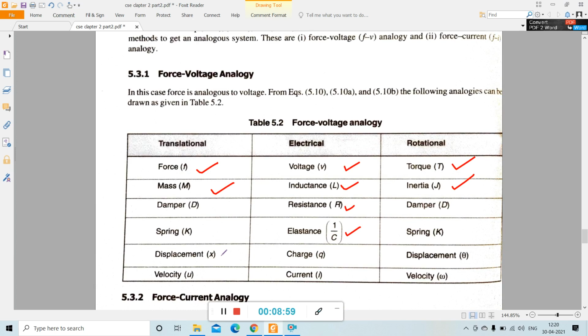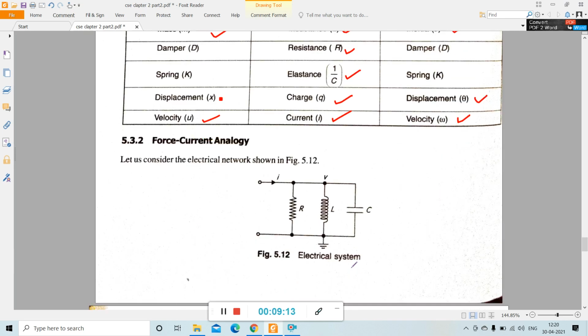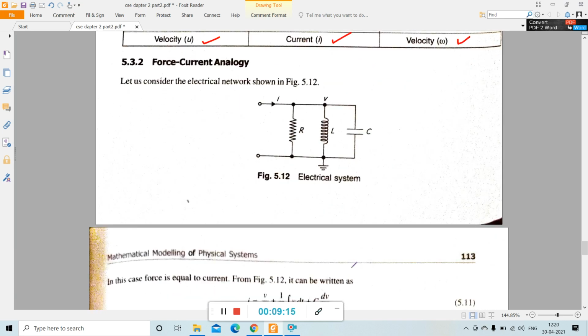Similarly for displacement it is x, for rotational it is angular displacement theta, and here it is Q. And for velocities it is u, then angular velocity omega, and current I. These are the force voltage analogy. Similarly there is the force current analogy.